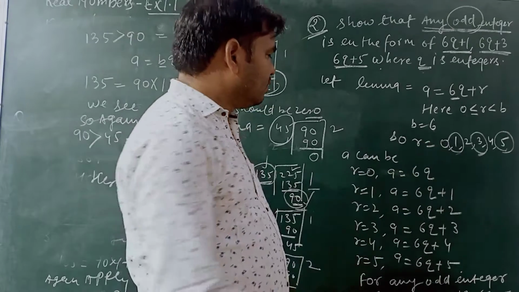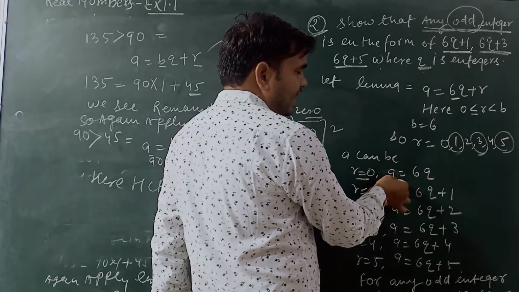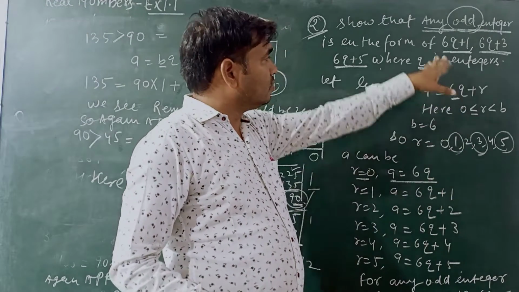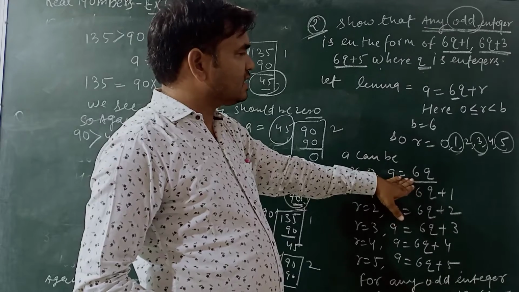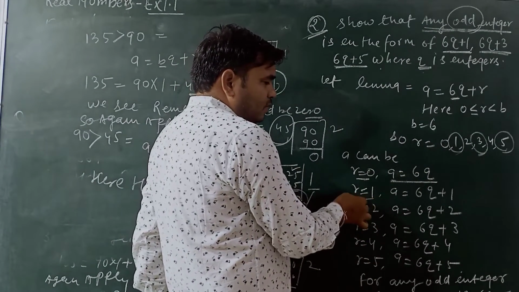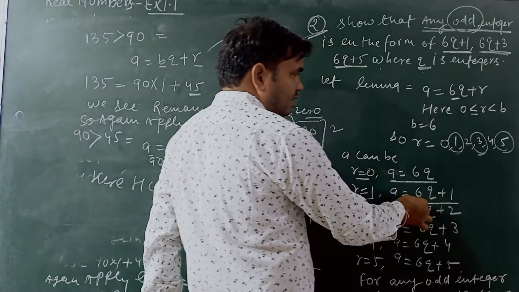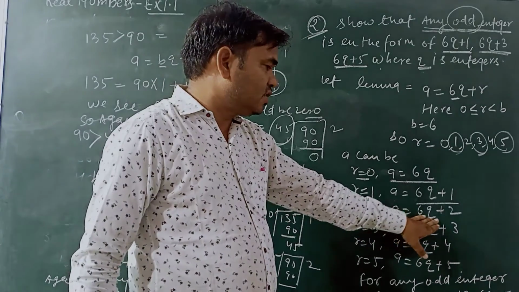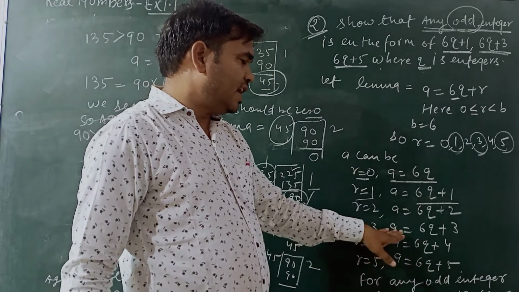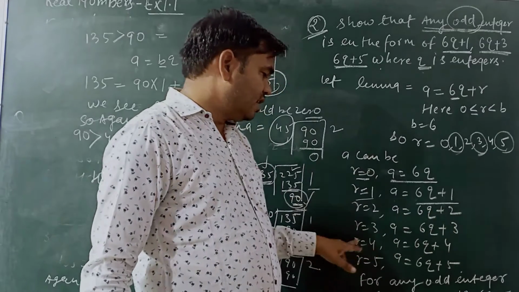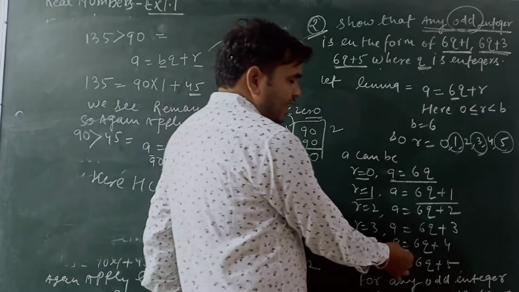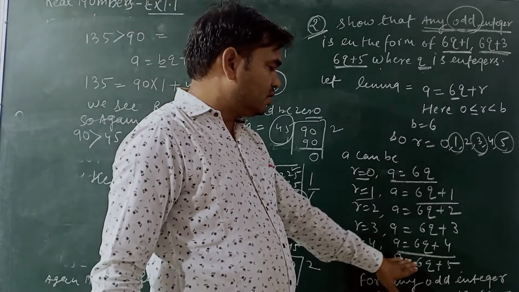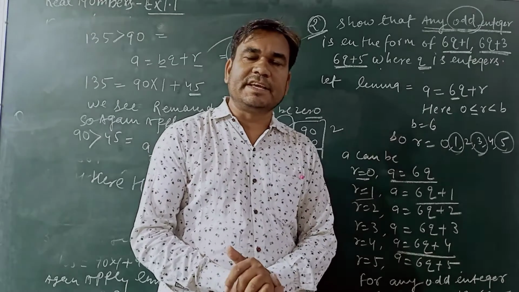So here we see first r = 0, then a = 6q. In this lemma we add this, and after that r = 1, a = 6q + 1, that is the condition, and then r = 2, a = 6q + 2, r = 3 and a = 6q + 3 we get. r = 4 we take and a = 6q + 4, r = 5, a = 6q + 5 we can take here, students.